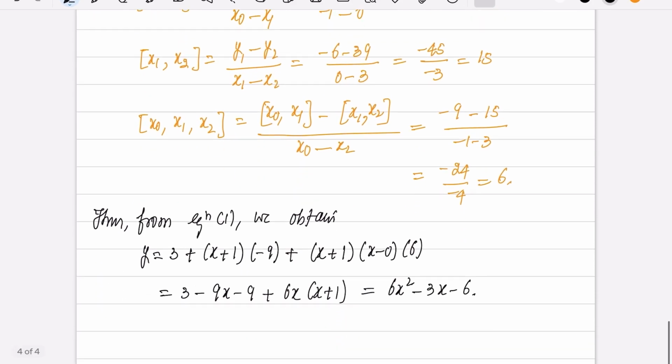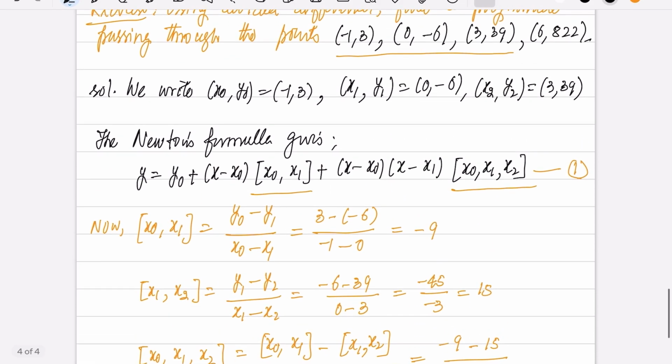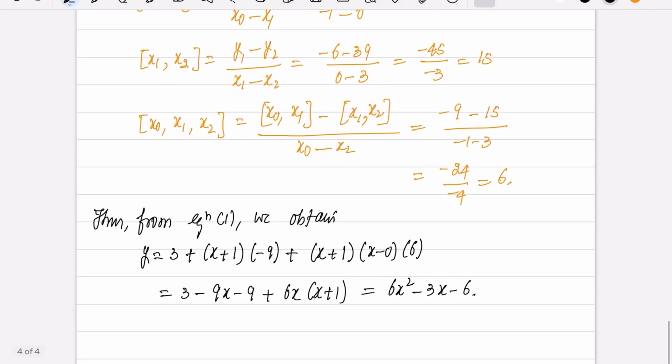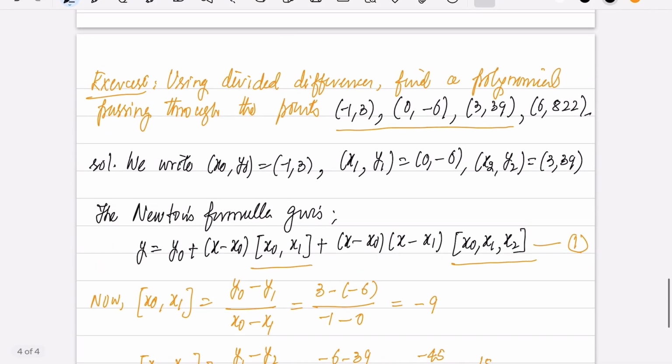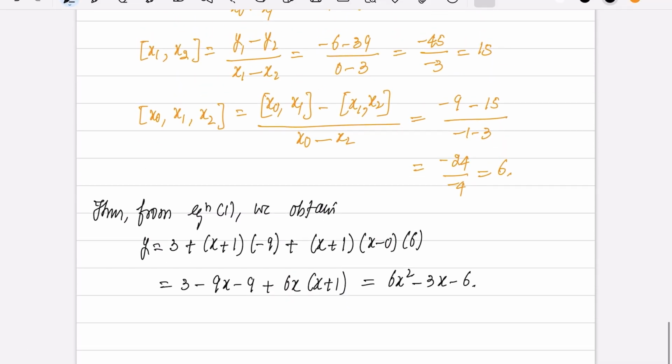Now in order to verify whether we have properly computed it, we can just substitute the point minus 1 here. So if we substitute minus 1 here, we get 6 plus 3 minus 6, so that is equal to 3. And so this is the correct polynomial.